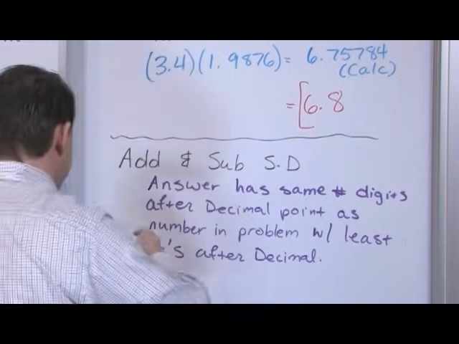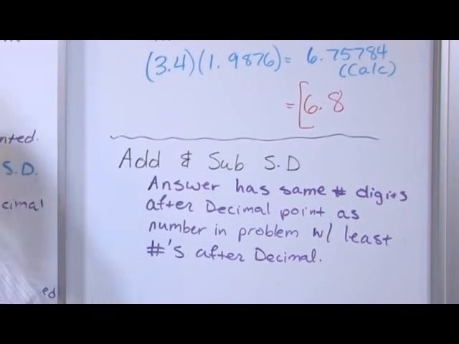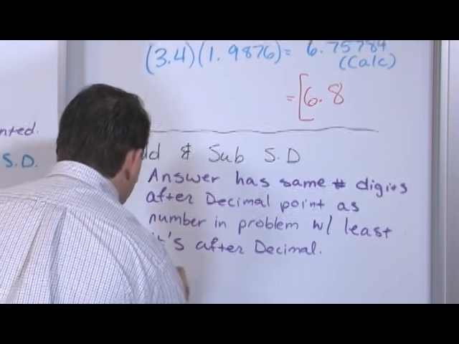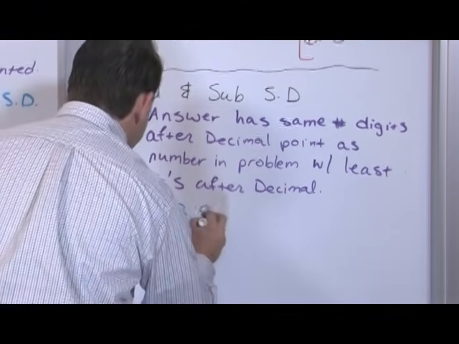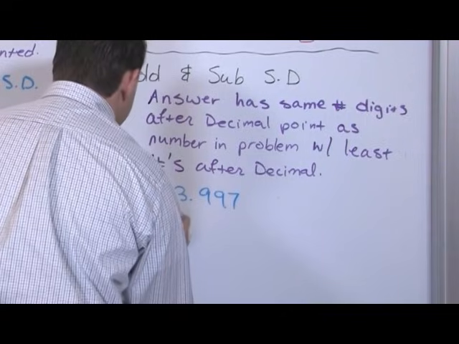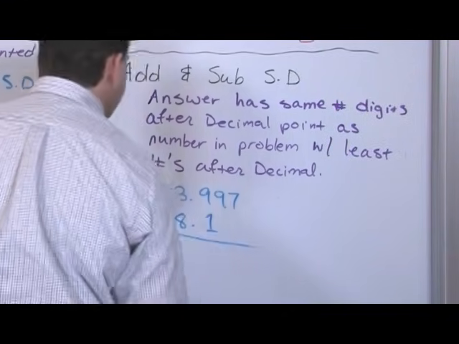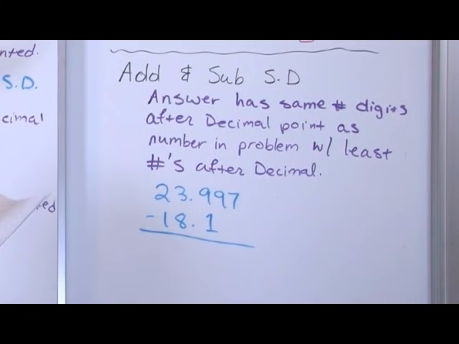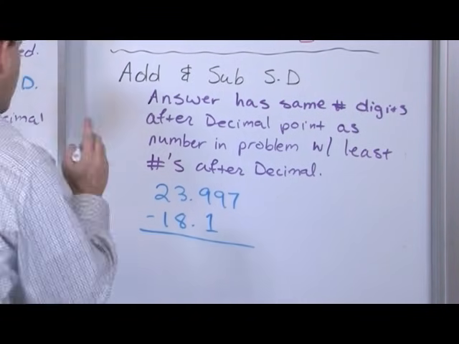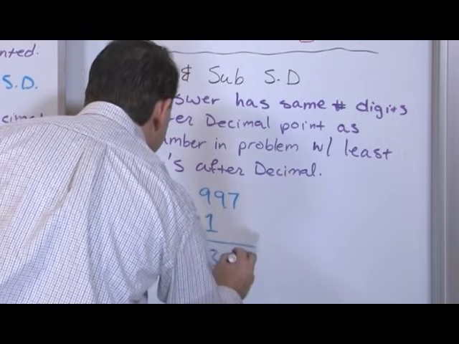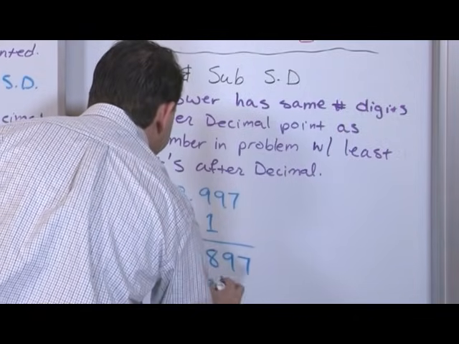So this is a little bit different of a rule, all right? So let me give you an example. And then we'll do a ton of examples on the next board here. What if I have 23.997 and I'm going to subtract 18.1? Okay, so I put that in my calculator, 23.997 minus 18.1. What I'm going to get out of my calculator is 5.897. This is from the calculator.